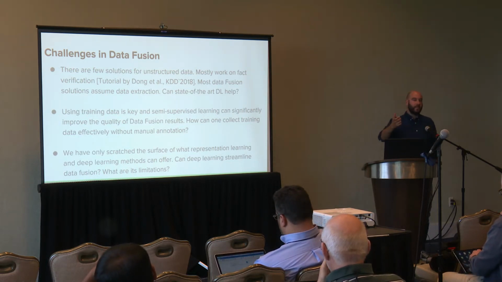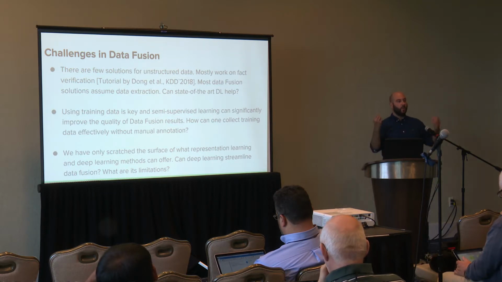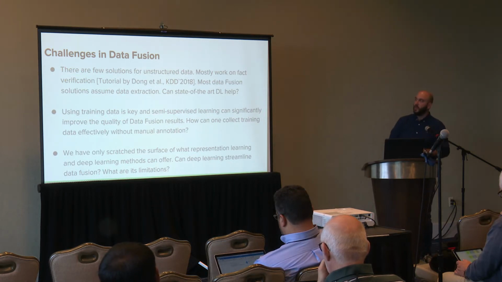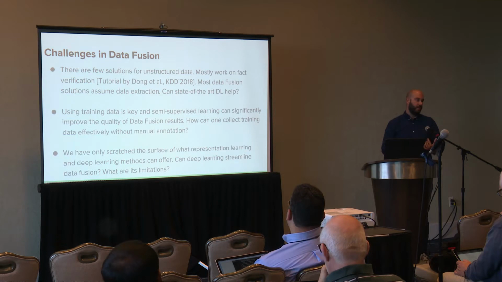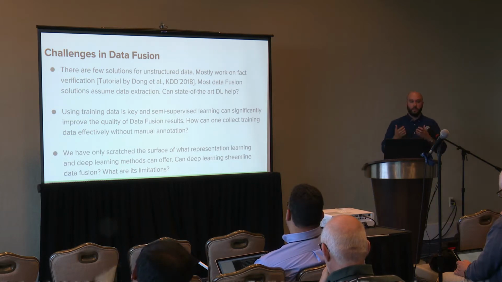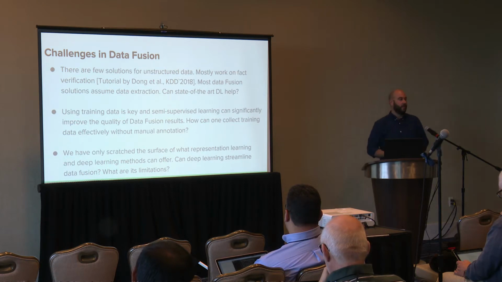If I want to apply, imagine you have descriptions of products, right? And you want to find a single description that captures all the information contained in multiple variations of your product description. There is only a small amount of work on fact verification, which is a problem related to data fusion, but we really need new models to actually address the problem of data fusion for unstructured textual data. Another idea is exactly semi-supervised learning, which has shown positive evidence that it can significantly improve the quality of data fusion models.